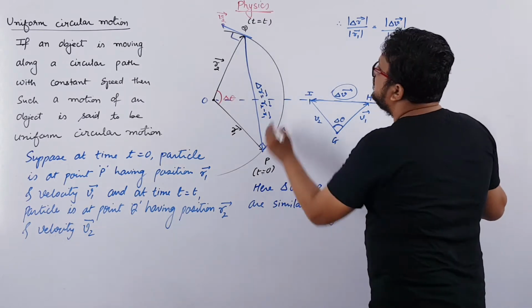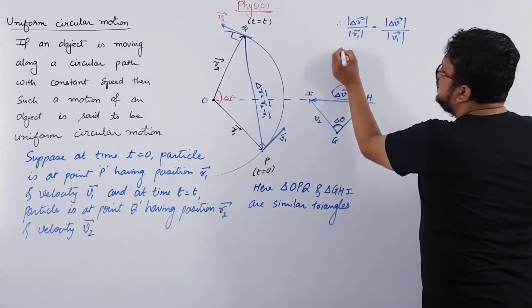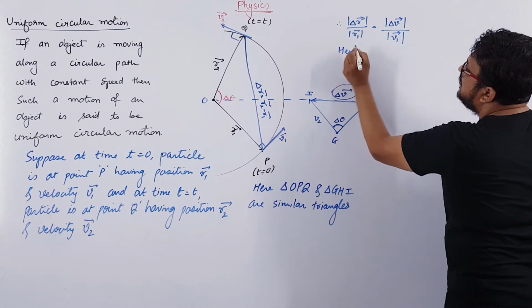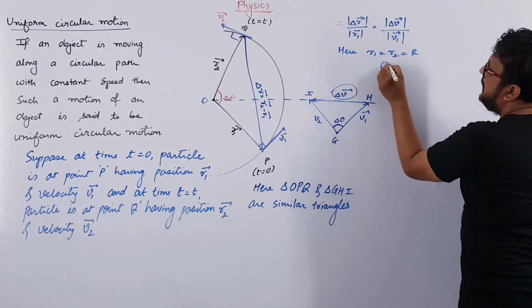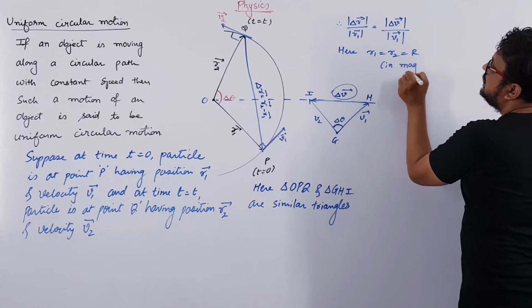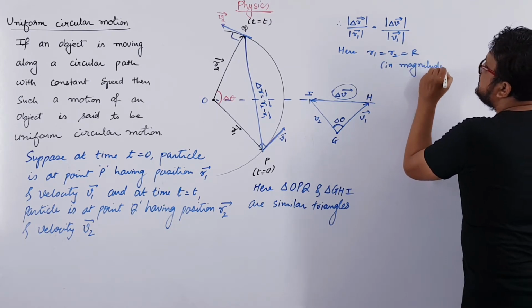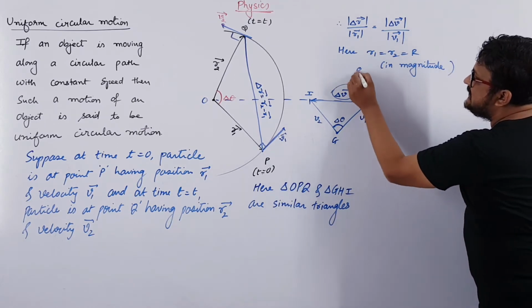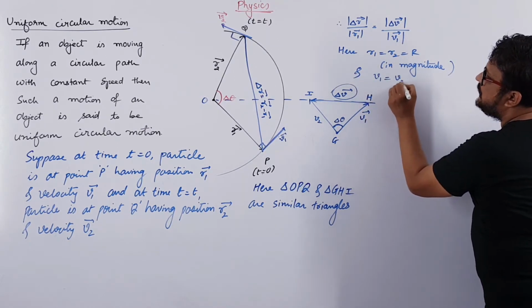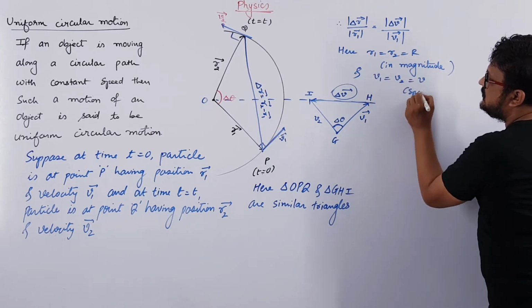But here, let us write here only. R1 will be equal to R2 equal to R in magnitude, right? Because that is the radius of the circular path, right? So in magnitude both are the same, and in the same way V1 will be equal to V2 equal to V, that is speed, which is constant.